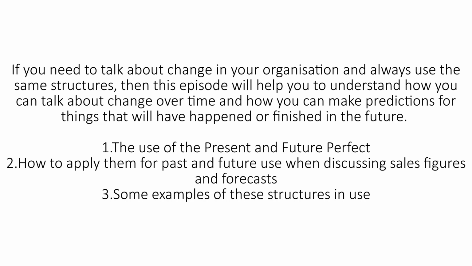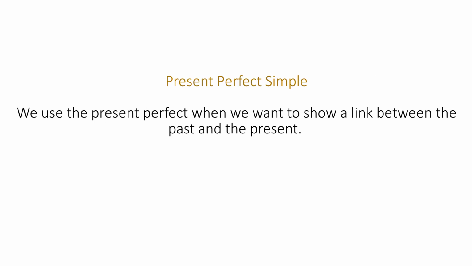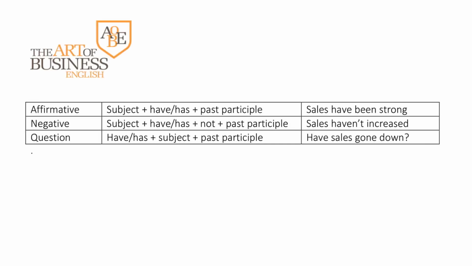So let's start with the present perfect simple. So let's begin with the present perfect. We use the present perfect when we want to show a link between the past and the present. The present perfect simple has the following structure. Okay, so in affirmative, we start with the subject. Then we use the auxiliary have or has, depending on the subject. If it's have, it's I, you, we, and they. Whereas if it's has, it's he, she, and it. Okay. So then we follow this with the past participle.